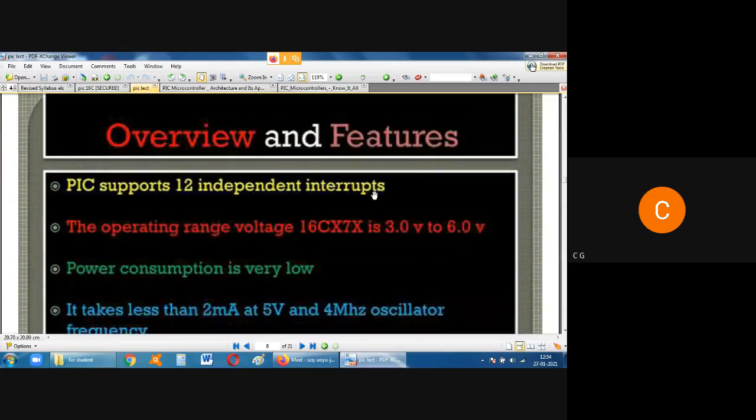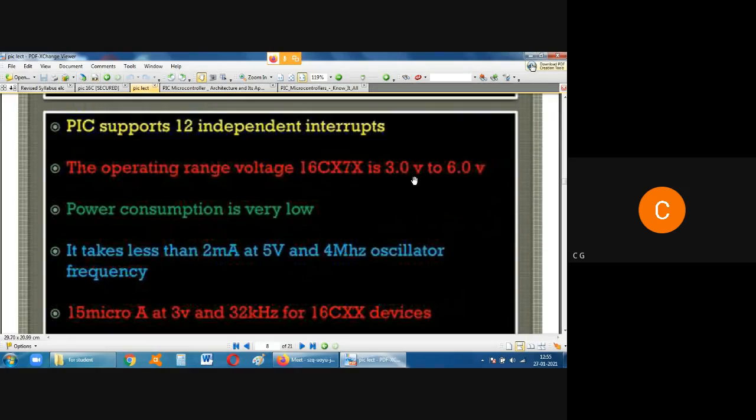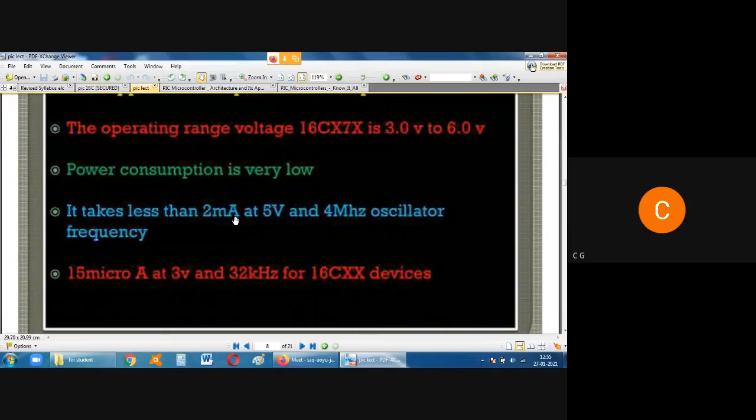So the PIC has 12 interrupts. These are independent. The operating voltage range, just for information, is 3 to 6 volts. Power consumption is very low. It takes less than 2 milliampere at 5 volt and 4 megahertz oscillator frequency. It can go to higher frequencies also, it's not necessarily 4; some can go even higher. But these two parameters show the power consumption is 2 milliampere at 5 volt.